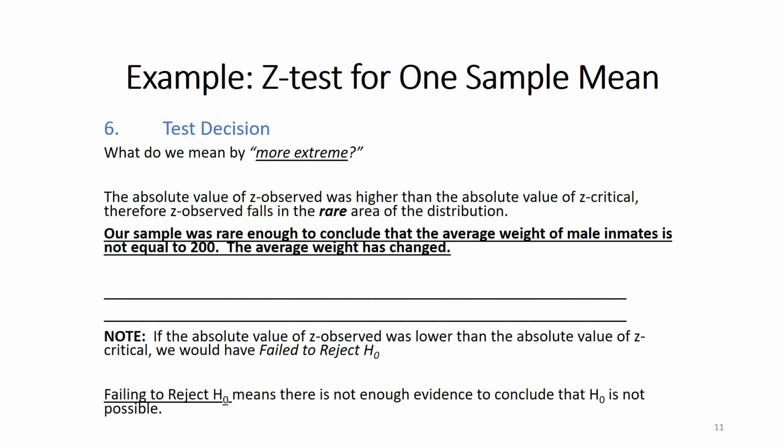All right, so here is where I explain what I mean by more extreme in more detail. The absolute value of Z observed was higher than the absolute value of Z critical. Therefore, thinking back to drawing out a distribution, Z observed, 2.5, falls in the rare area of the distribution, those shaded blue areas that we saw from a few slides ago. Our sample was rare enough to conclude that the average weight of male inmates is not equal to 200. And in fact, the average weight has changed. That's what we get a chance to conclude here.